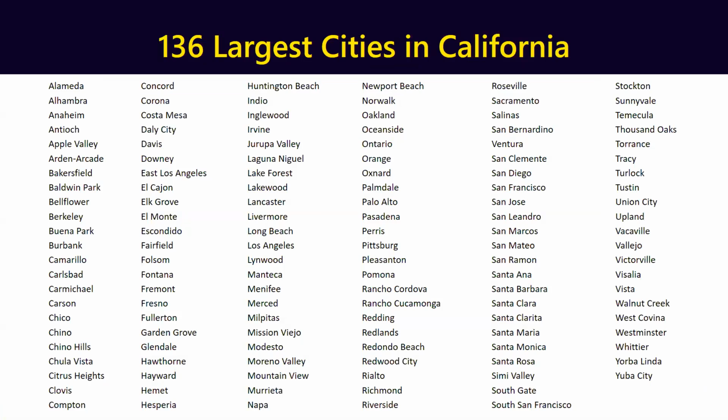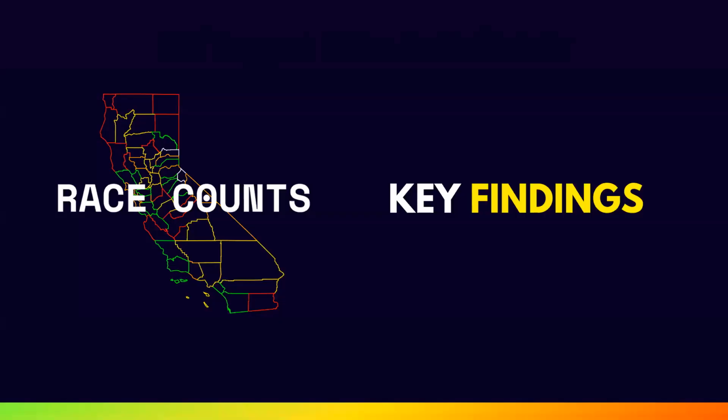I've added this slide here to let you know that earlier this year, we added cities to Race Counts. Now, users can use our 3D framework and look at performance, disparity, and impact at the city level. These cities are those that have a population of 65,000 or more. Key findings.